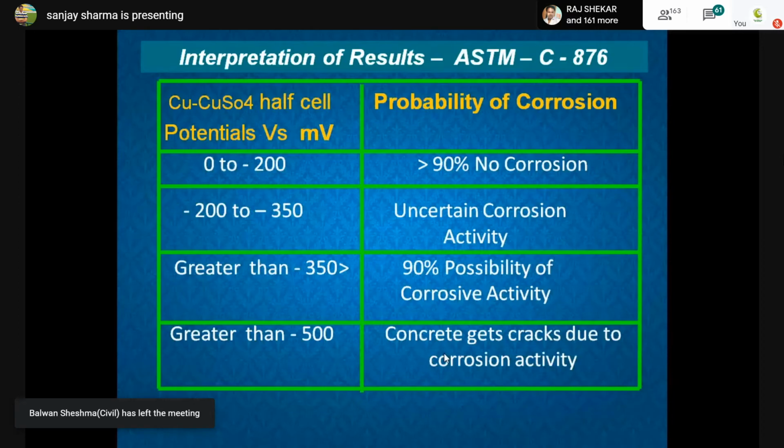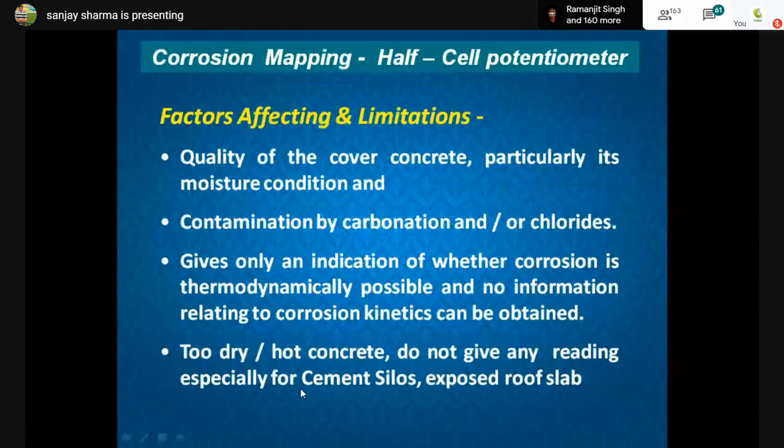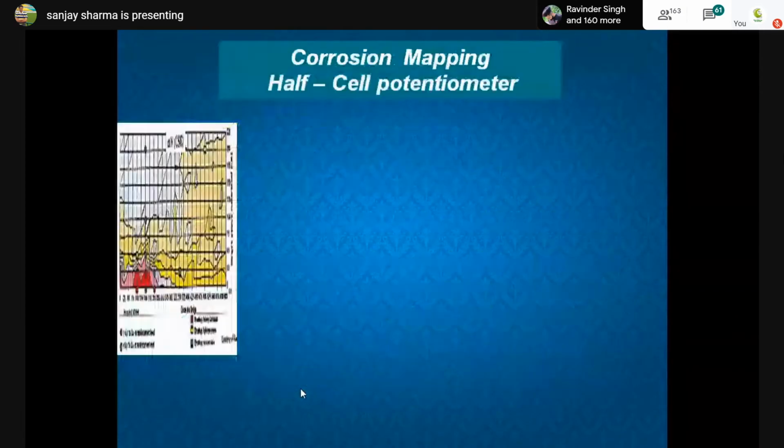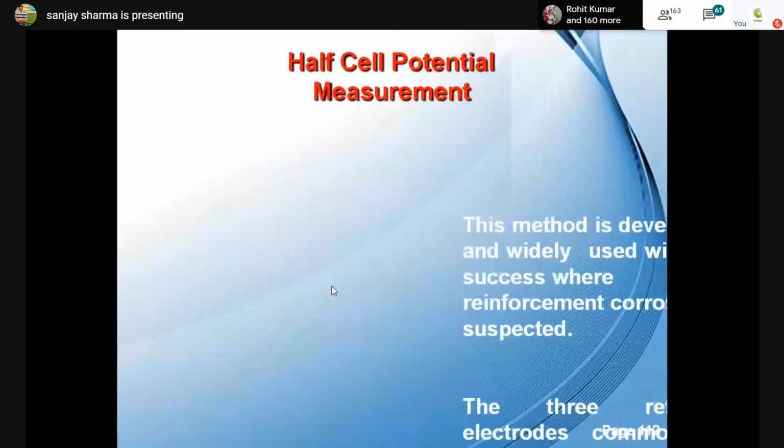So that is what this particular graph can be used for, to find out how much voltage reading you are getting. That has been correlated with the corrosion probability in the structure. These are the factors which affect it, basically quality, concrete cover, all that also. This is the graph which comes with the software, and the color coding will tell you what the voltage reading is and where the corrosion is more, where corrosion is less. You can use this particular graph also for this purpose.